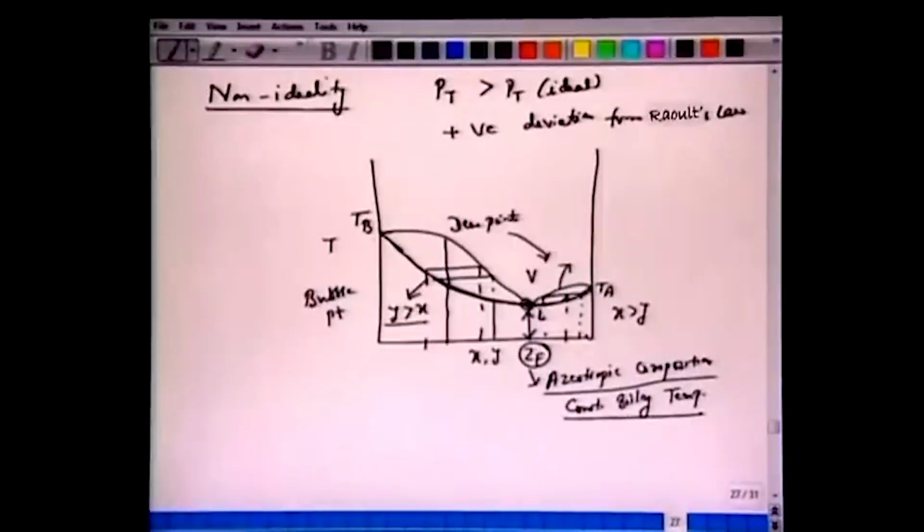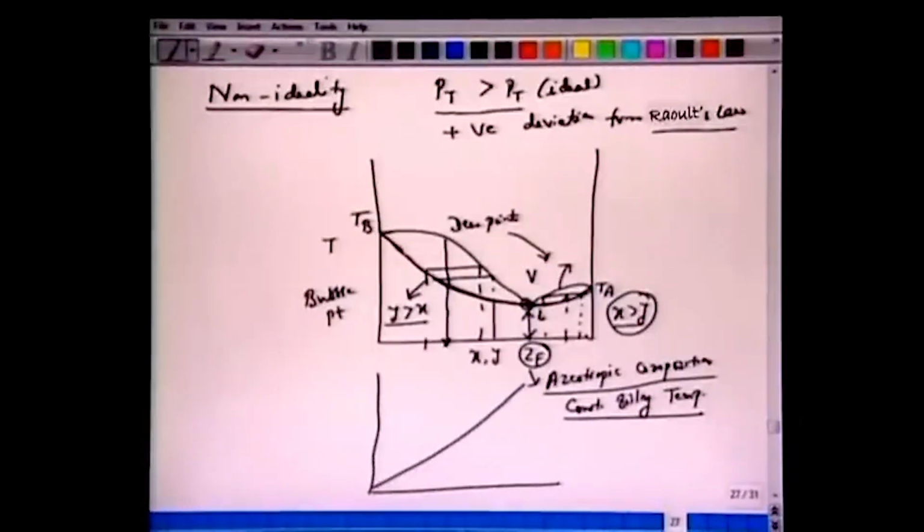So only in this region, as long as the feed composition is smaller than ZF, we have vapor richer than your feed composition, and the liquid is leaner in A and richer in B. On the other hand, if the feed composition is greater than azeotropic composition, then we just have reverse conditions. X is greater than Y, A is richer in the liquid phase rather than in the vapor phase. It's a non-ideality situation. It arises because the total pressure exerted by such a component is greater than what is predicted by Raoult's law.